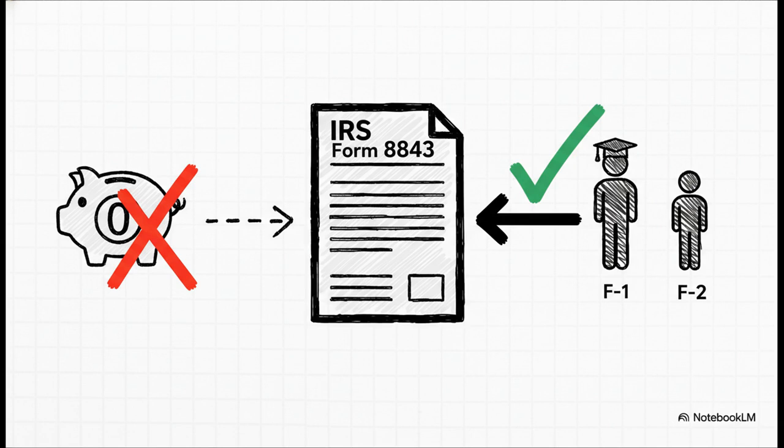And this is the part that trips everyone up. You have to file it even if you have 0 U.S. income. The dangerous myth out there is no income, no filing. That is 100% false. This form isn't about income, it's about claiming your non-resident status for the day count.